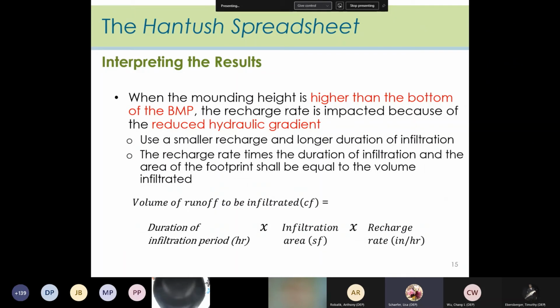So if you get a resulting mounding height that's higher in elevation than your basin bottom, you're not going to get an artesian condition. It just means that the recharge rate is adversely impacted by a reduced hydraulic gradient. So that means you're going to have to run the spreadsheet again, but using a smaller recharge rate and a correspondingly, meaning proportionally, longer duration of infiltration. So this equation represents that proportionality. Volume of runoff to be infiltrated is the duration of infiltration period multiplied by the infiltration area and multiplied by your recharge rate.